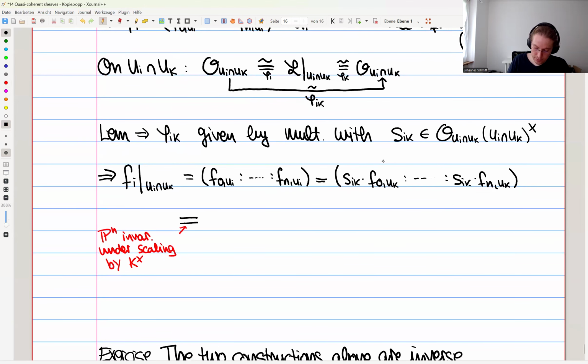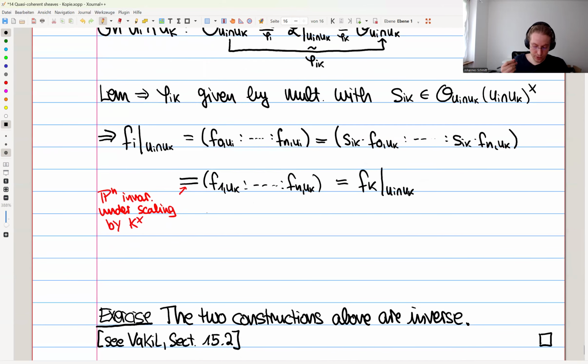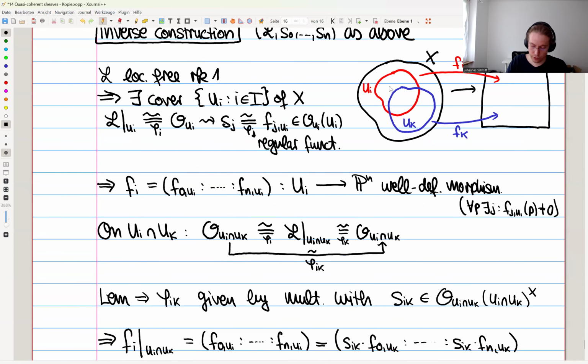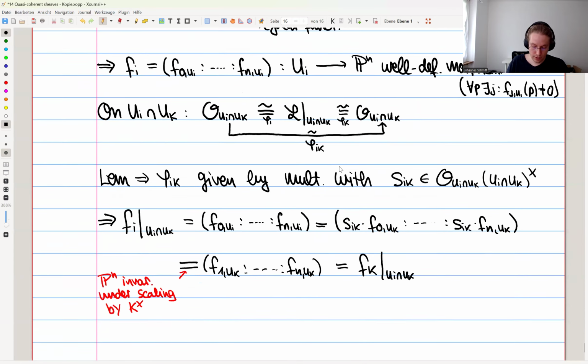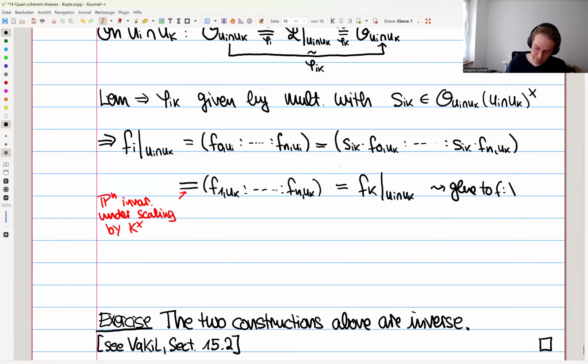And so, in fact, we can remove all these common factors again, and then just get f_0(u_k) to f_n(u_k), which is just the definition of f_k. And similarly, somehow these things agree on the overlaps, and so they glue together to a map f from X to Pn.